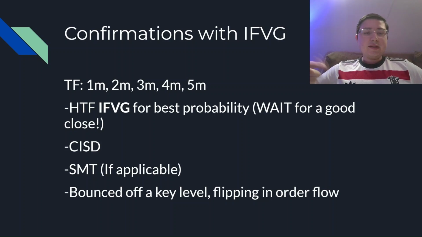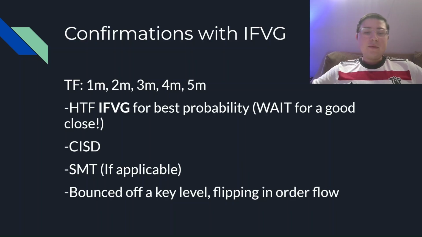Another confirmation I use is the CISD, of course, change in state of delivery, a body close below a certain body, just confirming that change in state of delivery. SMT, if applicable, because SMTs are not always required, but they do work and are a good confluence if you do see it. It's just another added confluence that makes your trade stronger and your story better, but it's not necessary all the time.